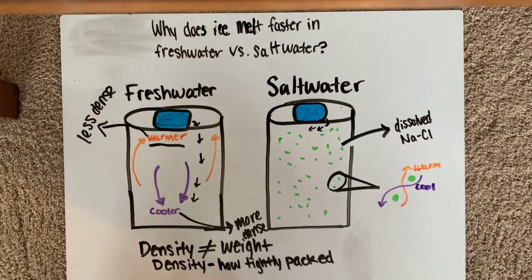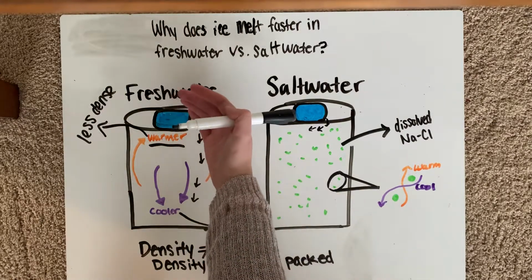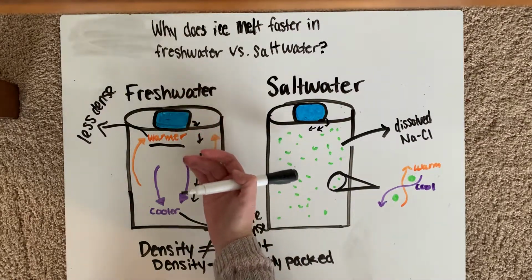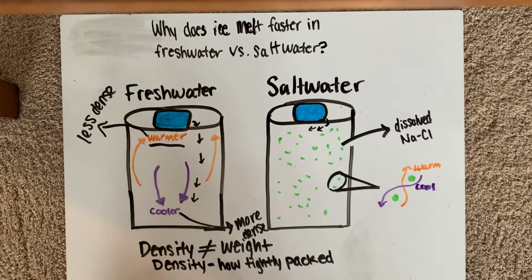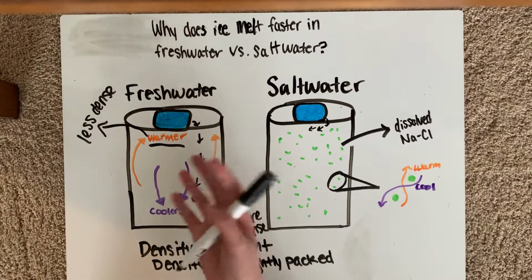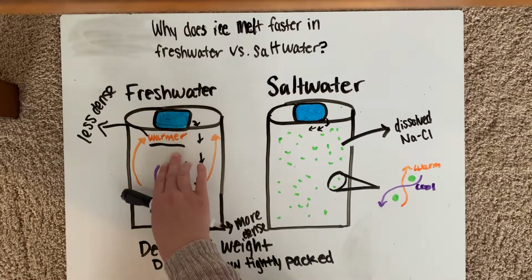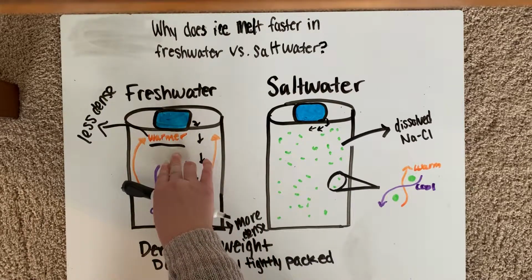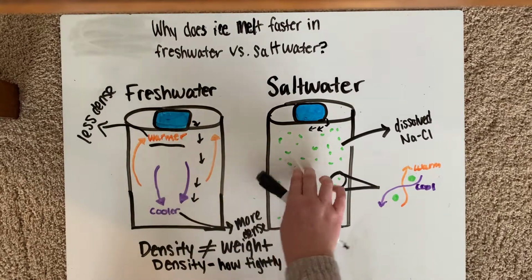So right here we have a situation where when that ice melts, that cold water is able to sink to the bottom of the beaker. And that warm water is retained at the top. So that warmer water is melting that ice cube a lot quicker than we do see in salt water.